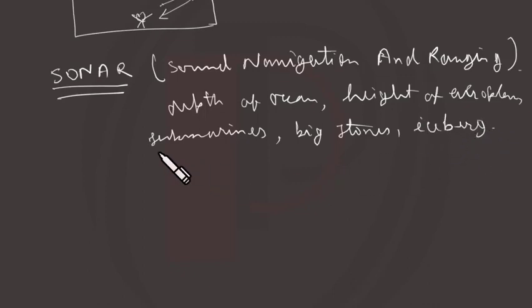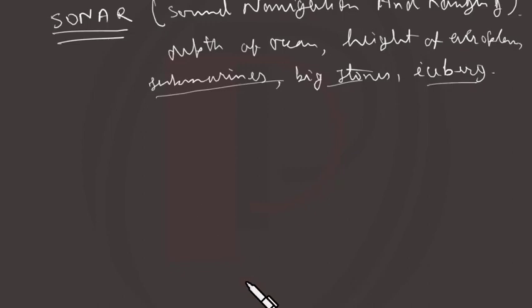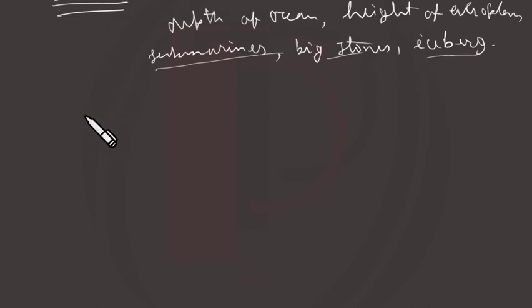Okay, and these are very important for a ship to proceed. So these are the things we can do with the sonar, sound navigation and ranging. How can we do that? First of all, it's very easy.